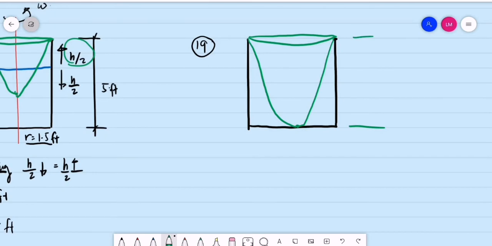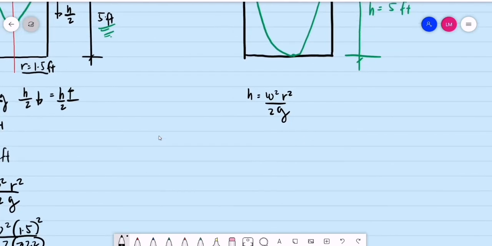So for this case, what is the required height of the paraboloid? The required height of the paraboloid is the same as the height of the tank, the same as the 5 feet. So for number 19, we have h is equal to the angular velocity squared, the radius squared, divided by twice the acceleration due to gravity. For problem 19, the required height is the height of the tank.